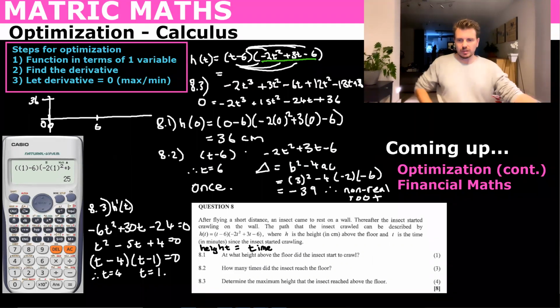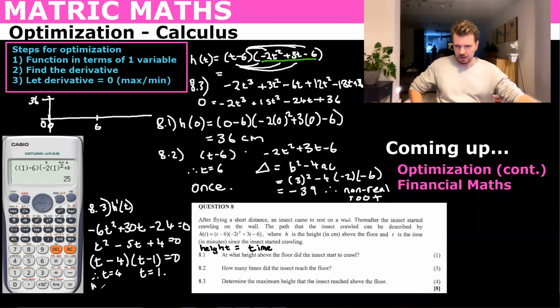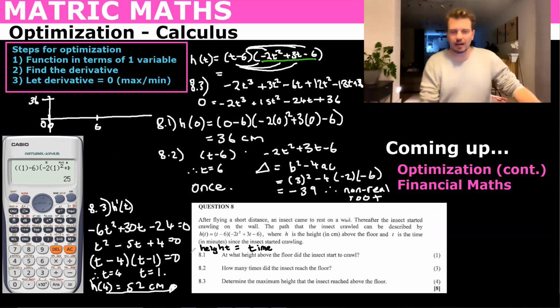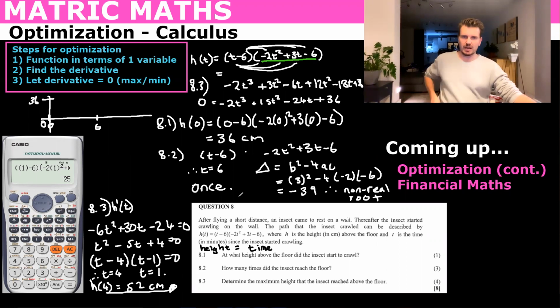So now what we can do is put that in. Therefore, h of 4 equals 52. So the maximum height is 52 centimeters. Now we've got the answer, and I just want to talk about this question a little bit now that we've figured everything out. So 8.3, the maximum height was 52 centimeters.